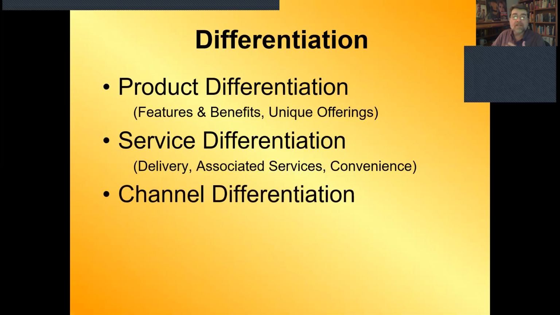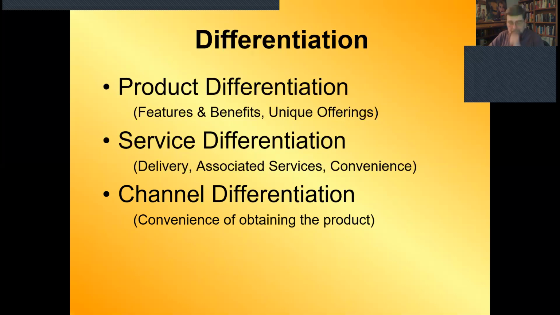It might be the convenience of obtaining the product, such as channel differentiation. There are some products that are obviously very easy to obtain. You can go online and buy them. Obviously, you can go to the retailer and buy them. There are some products that sometimes are a little bit harder, unfortunately, and that works against them.